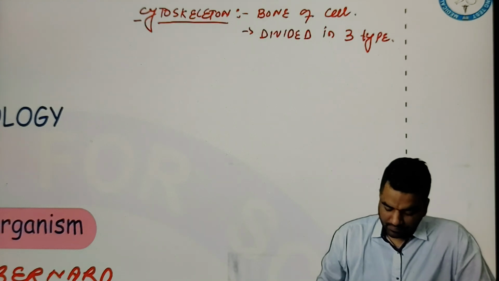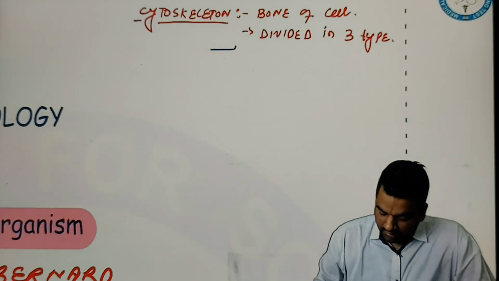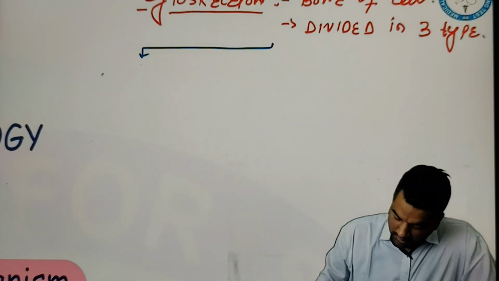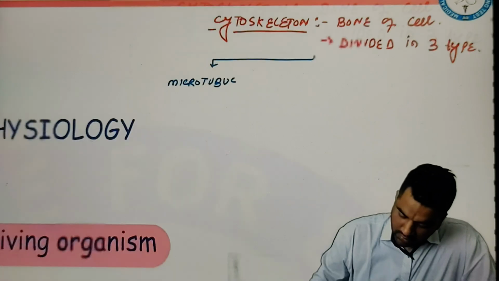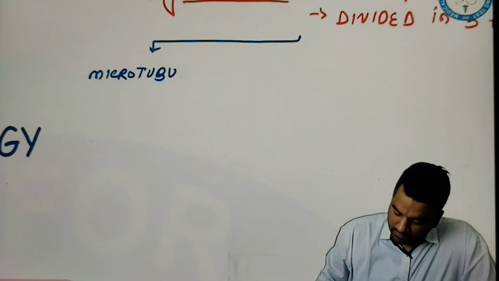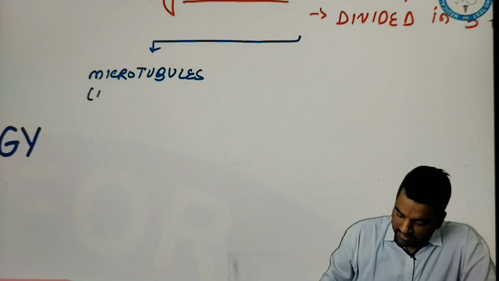This cytoskeleton is of three types. Number one is your microtubule. Microtubules, which are the biggest in size.